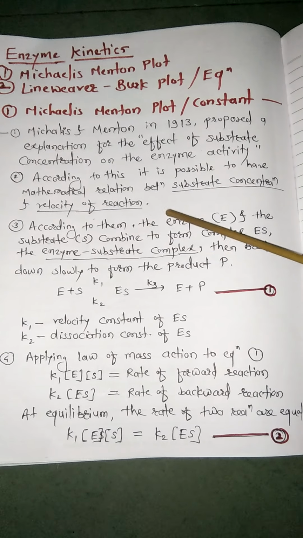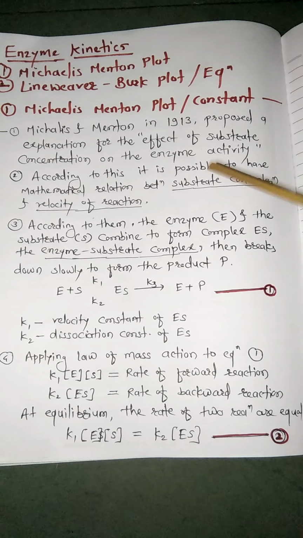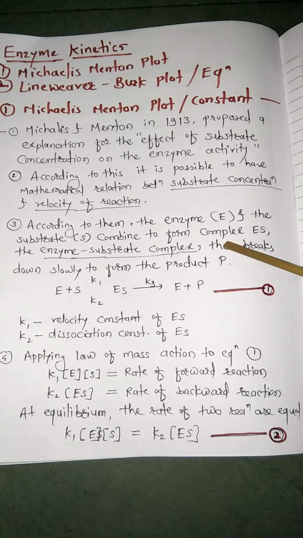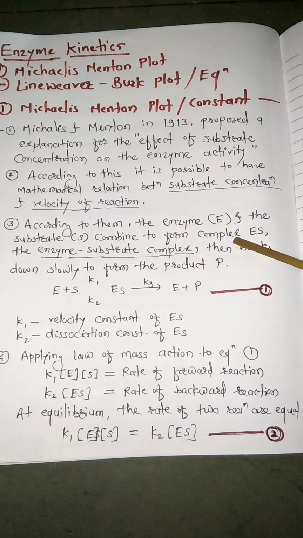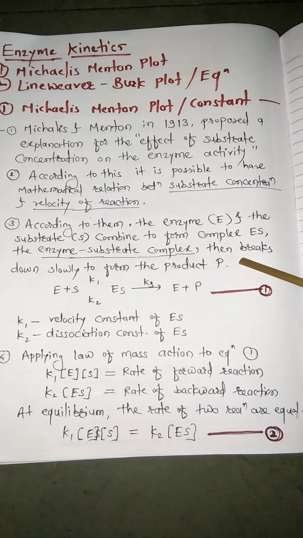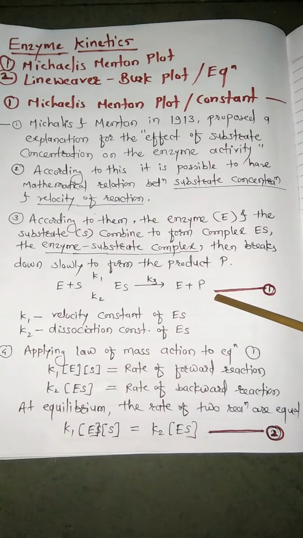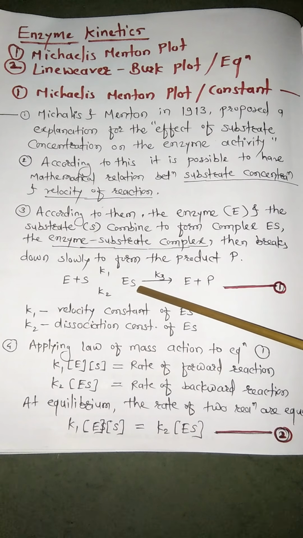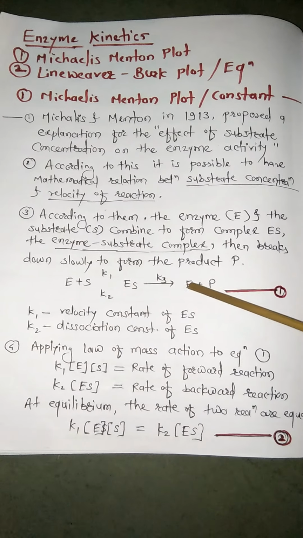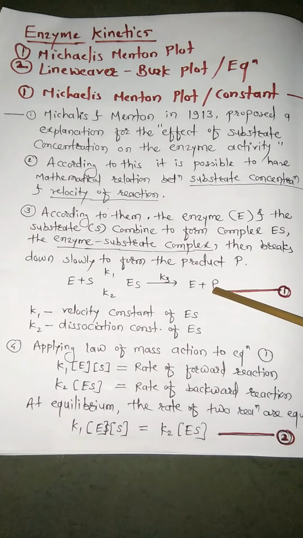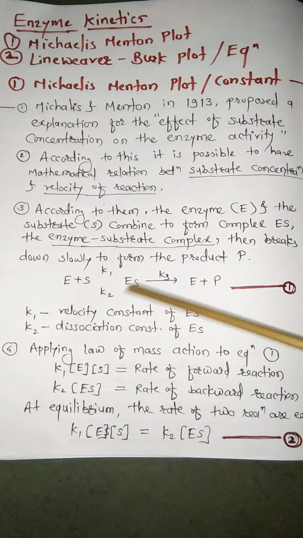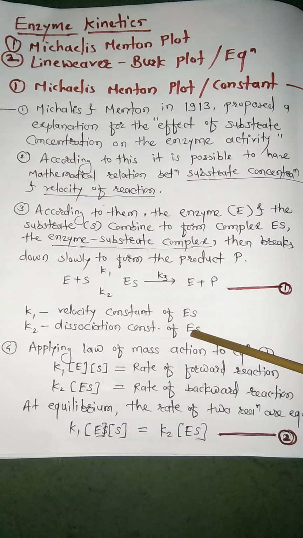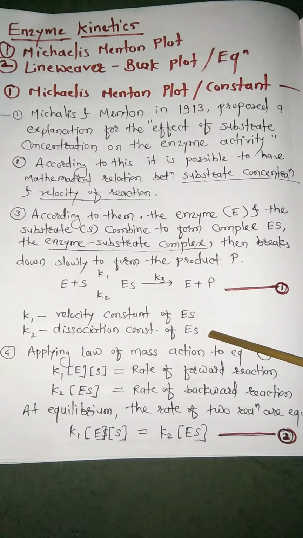Now the third point is that, according to this, enzyme E and substrate S combine to form the enzyme substrate complex, and again it will break down slowly to form the product as shown here. See in the equation, enzyme and substrate combine to form the ES complex and it will break down to form enzyme and product. So K1 is the velocity constant of the ES, and K2 is the dissociation constant of the enzyme substrate complex.